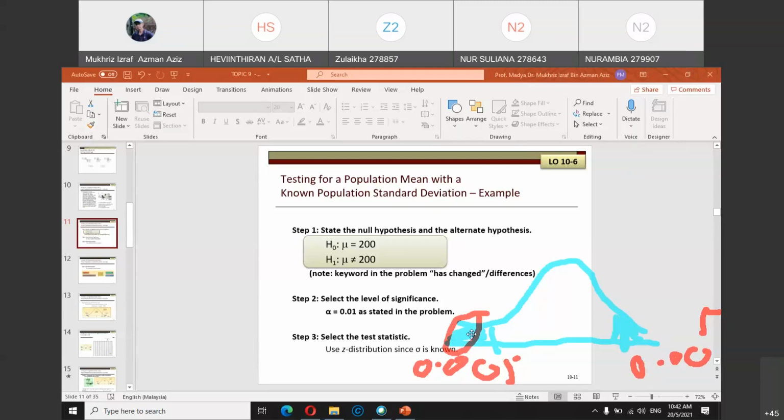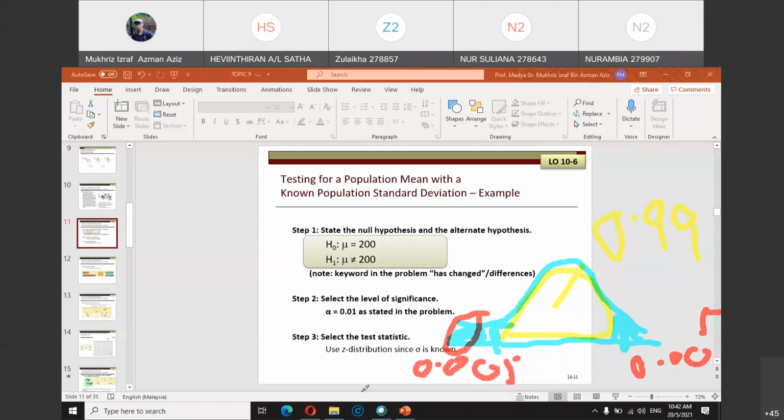So that means the area in the middle here, the one which is not shaded, the one in the center, this area will be what? This area actually equals 0.99, correct? Because alpha is 0.01, and alpha is the area of rejection. But because it's a two-tail test, you need to divide the area of rejection on both sides, 0.005 on the right, 0.005 on the left. So the area in the middle, which is not highlighted here, equals 0.99.